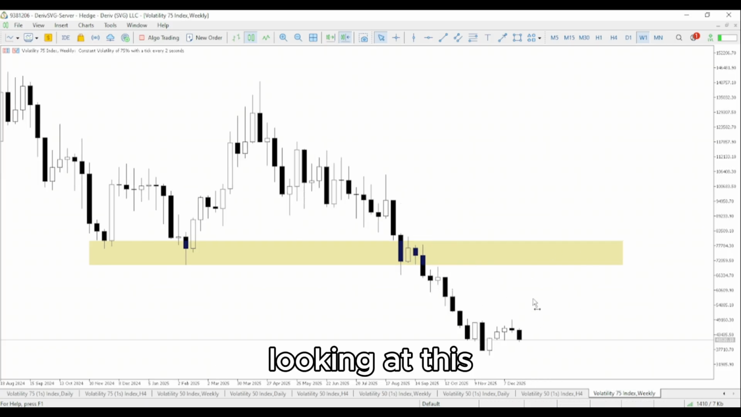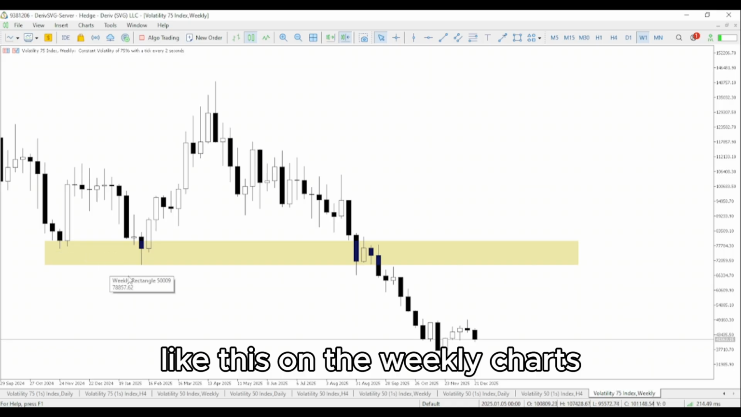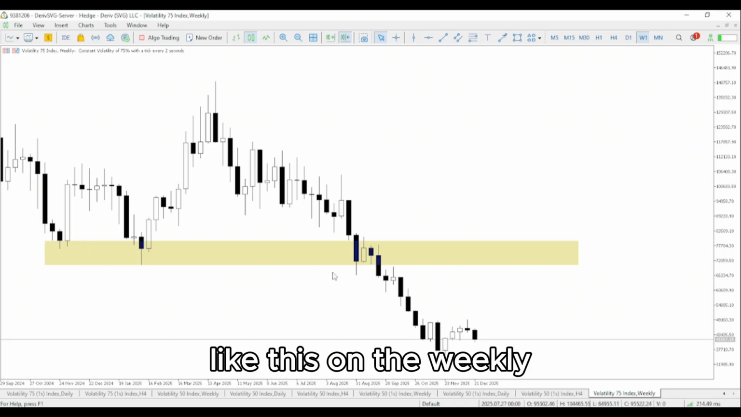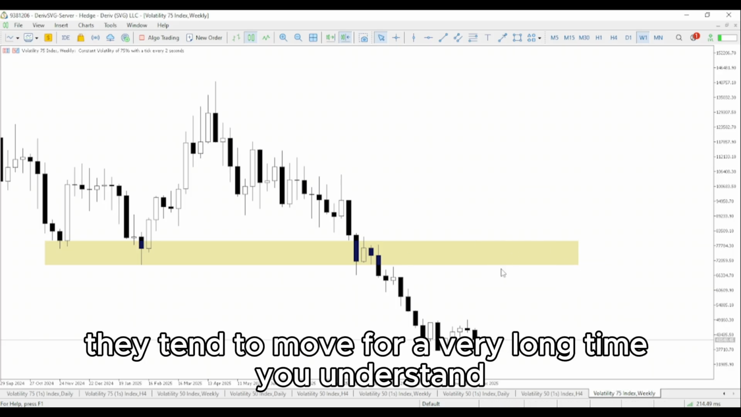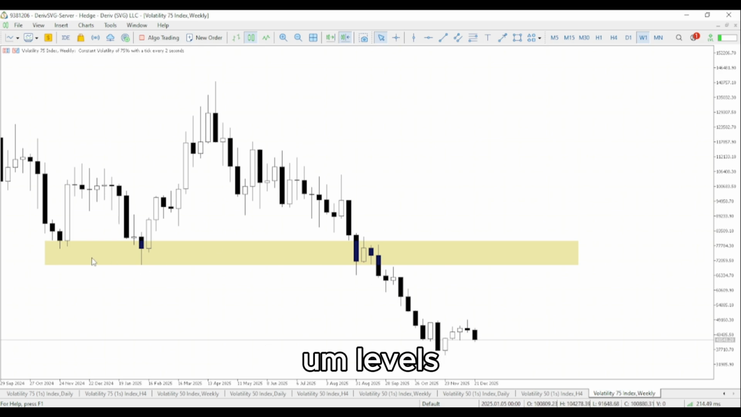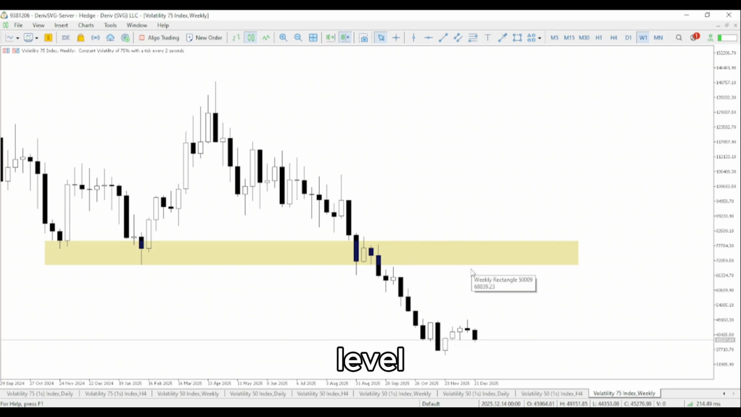So looking at this, marking this level on your weekly chart is very, very important. Levels like this on the weekly chart, when price approaches this level and respects it, tend to move for a very long time, you understand. So it's good we mark levels from the higher time frame. Then when we go to the lower time frame, we basically know what's going to happen at that particular level.